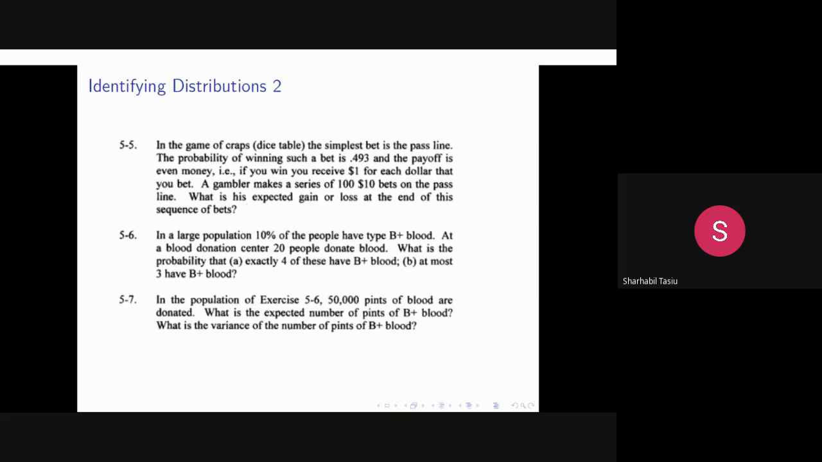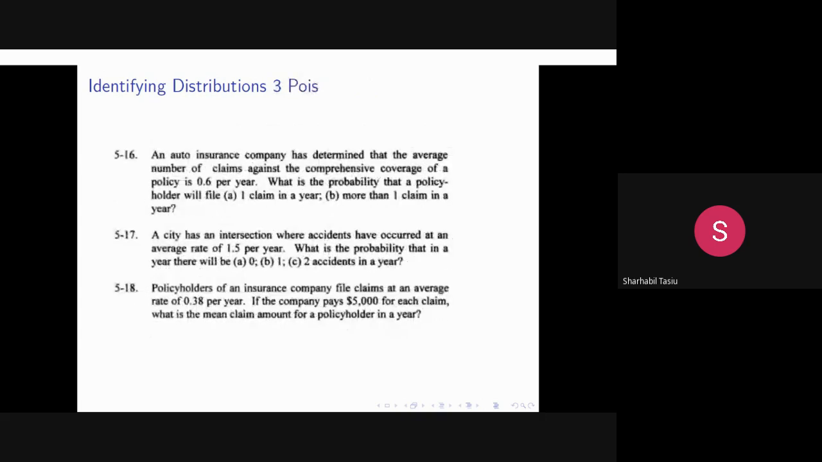So, let's look at this one. We say an auto insurance company has determined that the average number of claims against the comprehensive coverage of a policy is 0.6 per year. What is the probability that a policyholder will file A, one claim in a year, B, more than one claim in a year? So, who can tell us which probability we can assume and give us reasons?